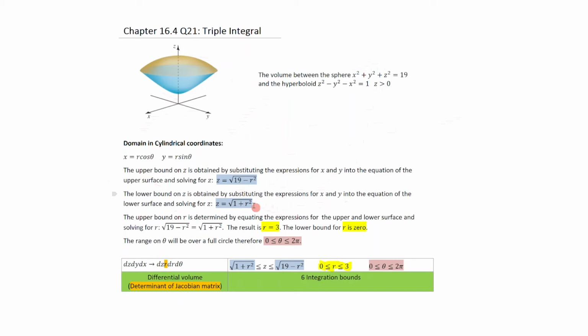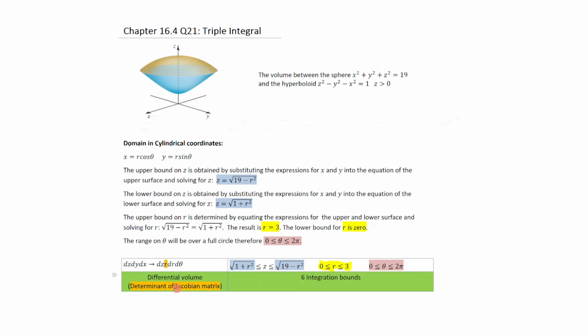The upper bound on r, on the other hand, is determined by equating the two expressions, the upper and lower, which essentially gives us this boundary line that you see here, and solving for r. So if we do that, it means we're equating 19 minus r squared with 1 plus r squared, and the result is going to be r equals 3. The lower bound for r is 0, and so now we have bounds for r, we have bounds for z. Lastly, theta is going to be a full circle, so that's theta from 0 to 2 pi.